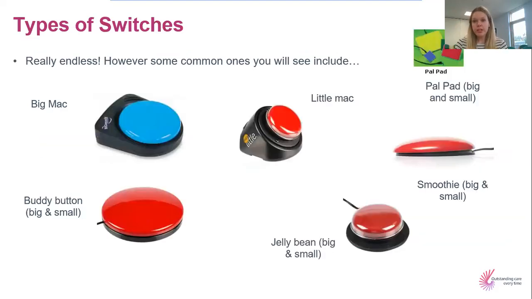So types of switches, so we had some out earlier, but the pictures here. So there's lots and lots of different types of switches, but some common ones that we use in school are Big Macs. So they're your simple voice output ones that you might press it, might say more, finish, stop. A Little Mac is the same, but a bit smaller. And your power pads at the top of the screen there, they're flush with the table. So they're quite good for children who can't necessarily move their hands to get onto something.